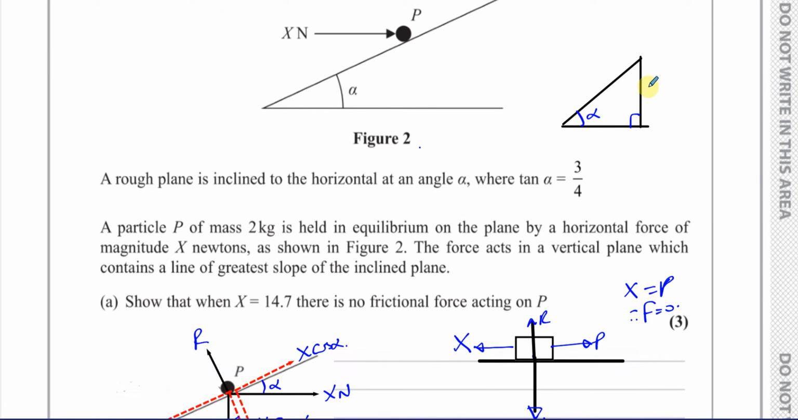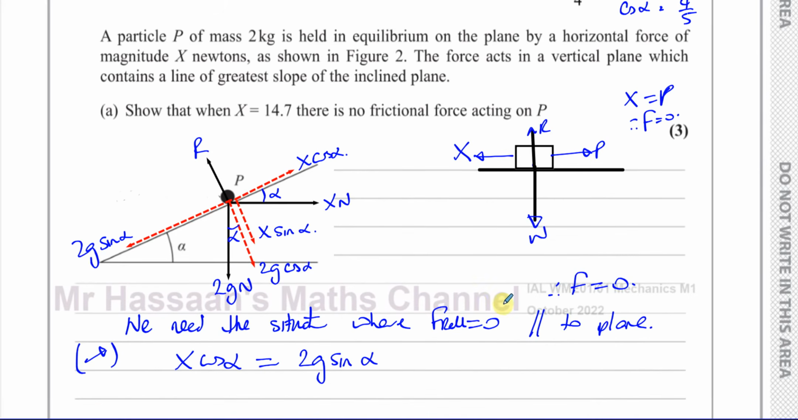Then the tan of alpha would be opposite over adjacent, 3/4. So the hypotenuse is going to be 5, a 3, 4, 5 triangle by Pythagoras. Therefore I can say the sine of alpha is opposite over hypotenuse, which is 3/5, and the cosine of alpha is adjacent over hypotenuse, which is 4/5. I don't need to know what the angle is. I need to know what the sine and the cosine of the angle are.